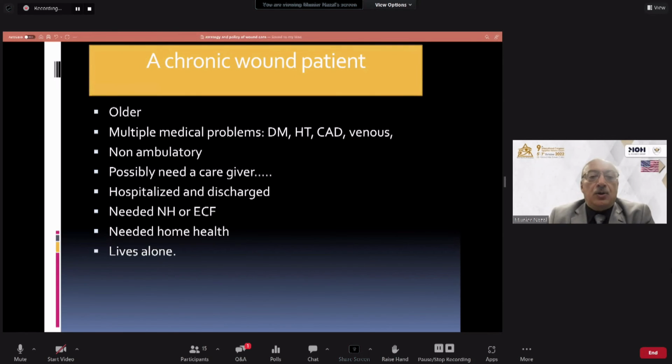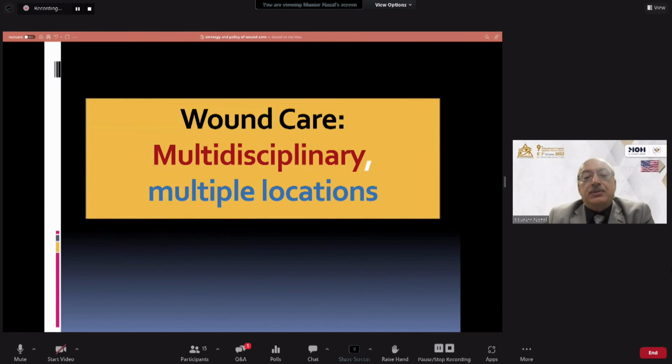Remember, the patients are older, with multiple medical problems, non-ambulatory, need a caregiver, hospitalized and discharged. They need nursing homes, need home health, and many of them live alone in the United States, sometimes with a dog or cat, but they are not going to be served by them. So you need to look at all these as a wound champion.